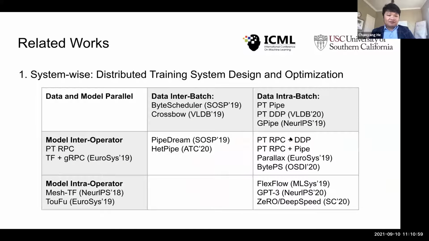But this is just a simple example. As transformers begin to dominate all machine learning applications, people began to think about 2 directions to enhance the training system. The first one is system-wide optimization. As you can see, people have already proposed many interesting systems from the data and model parallelism perspective. With data parallelism, we can partition the mini batch, and we can also consider interaction between different batches. The first case we call intra-batch, and the other we call inter-batch.